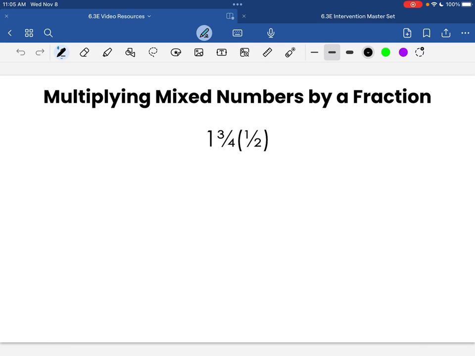Hey guys, today we are going to be looking at two different strategies for multiplying mixed numbers by a fraction. And the first way that we're going to look at is by using an area model. So I'm going to come over here and I'm going to write area model.